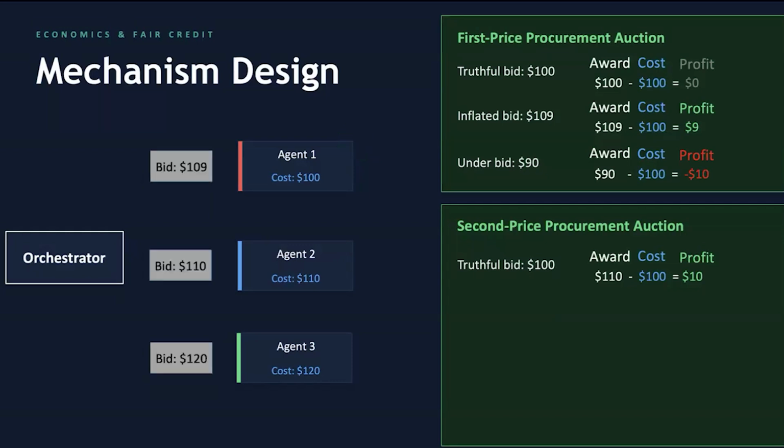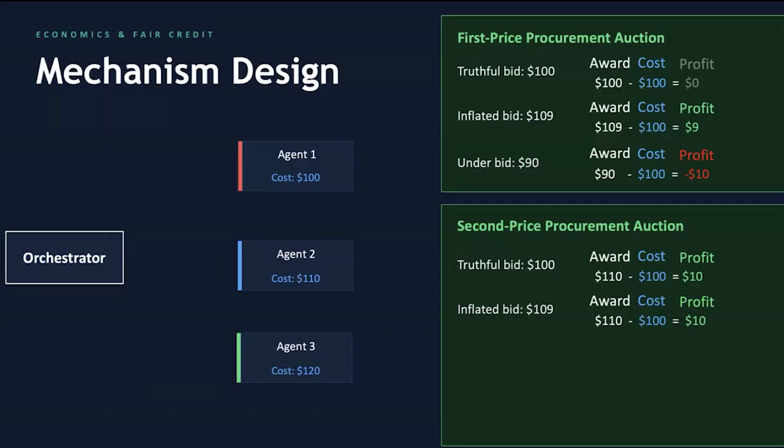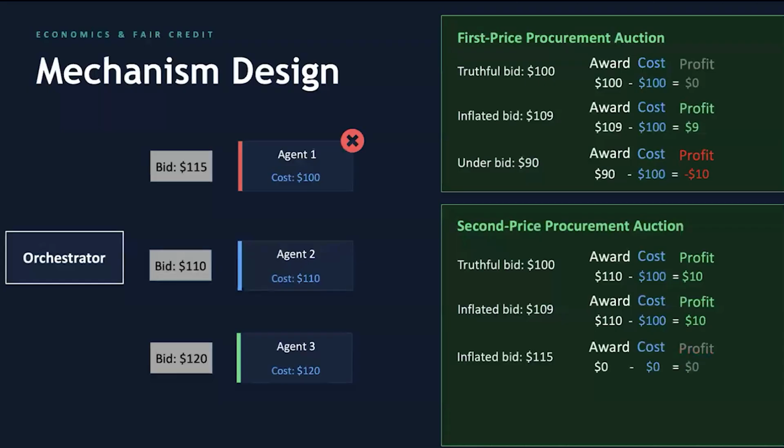Let's play the game again and see. Now Agent One lies and says, I'm going to bid 109. They win because they're still the lowest, but their profit remains identical because they were awarded the second highest bid. Let's play again, and now they overbid 115 to see if they can make more profit. Now they lose and make zero profit. Their award is zero because they didn't win. They didn't do any work, zero cost, so they get nothing.